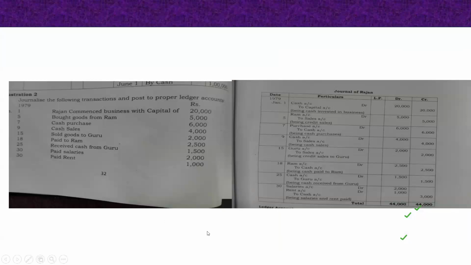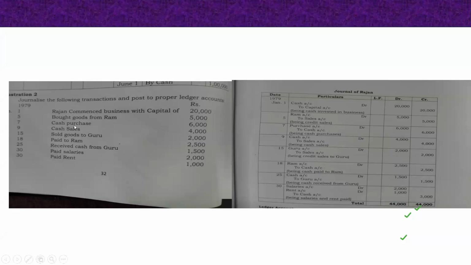The question is, journalize the following transactions and post to proper ledger accounts. In your exams, they may first give the entries like this. They will ask you to first journalize all the transactions, and then from the journal you have to post it to the ledger. Otherwise, sometimes they may give a printed form of the journal and ask you to make the ledger posting. So both ways can come in the question paper.